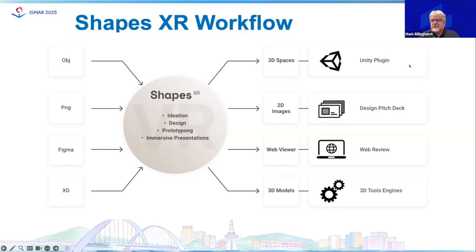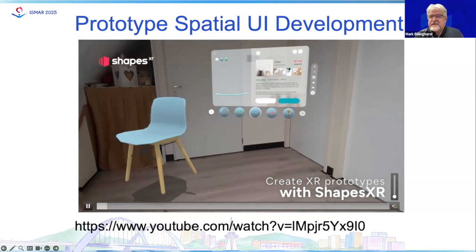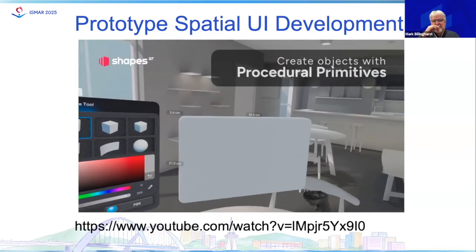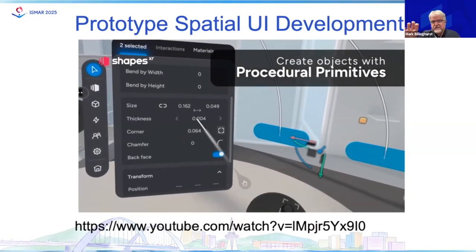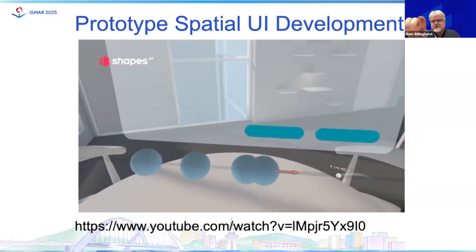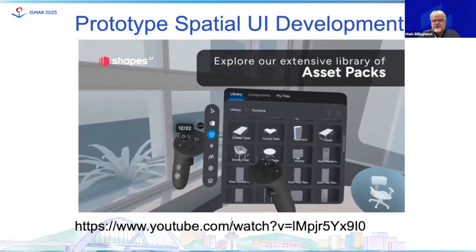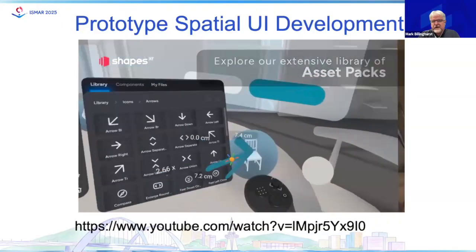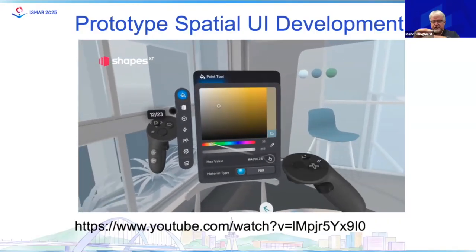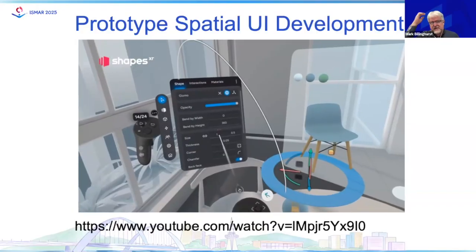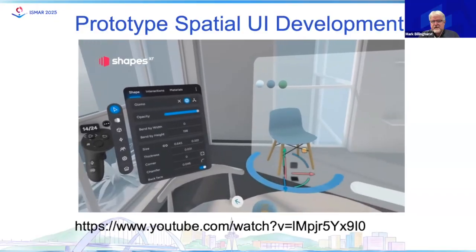So here's another example of a prototype space interface. In this case, what they did is they built the interface using Figma, and then they brought that into Shapes XR. Then they added some primitives. You can see here they're using balls for interface elements. They can drag chairs out of their asset library. This is supposed to be a mixed reality mock-up of a furniture shopping app. So you load up online, you see the 2D interface, and then you can drag and drop the chairs and other content from the interface there and into the real world.